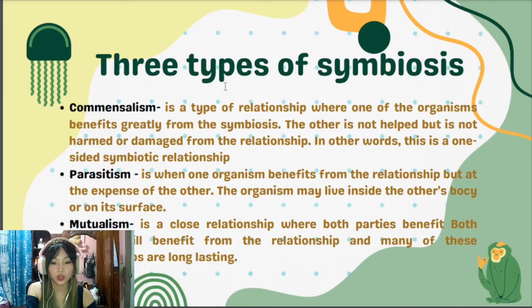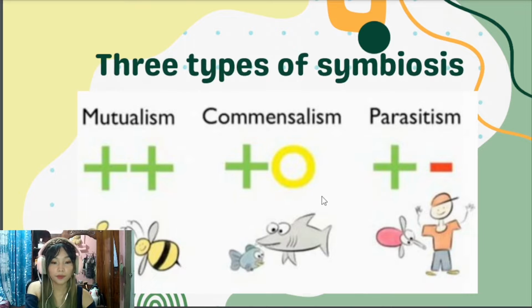Next is the three types of symbiosis. Commensalism is a type of relationship when one of the organisms benefits greatly from the symbiosis. Parasitism is when one organism benefits from the relationship but at the expense of the other. Mutualism is a close relationship when both parties benefit. Both species will benefit from the relationship, and many of these relationships are long-lasting. This is the simple example.